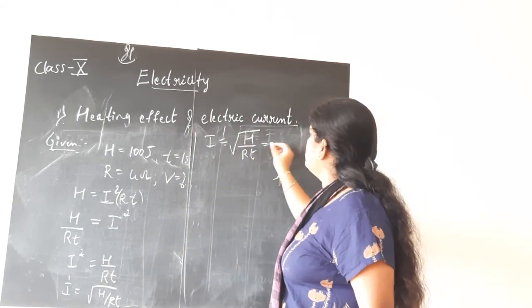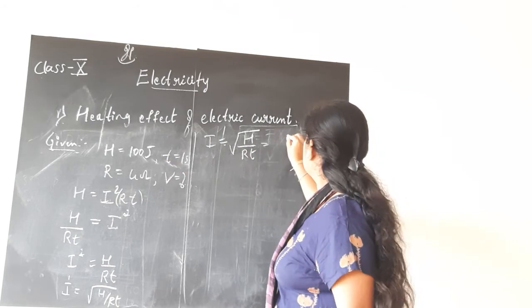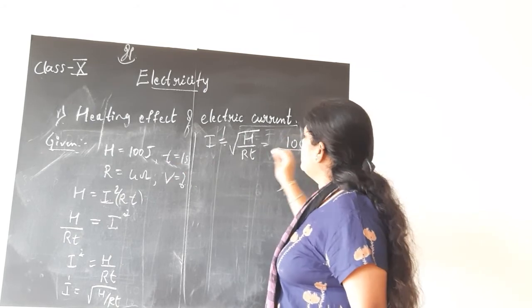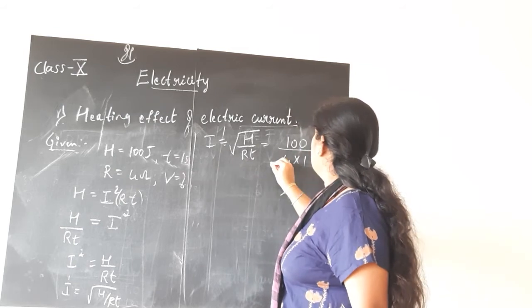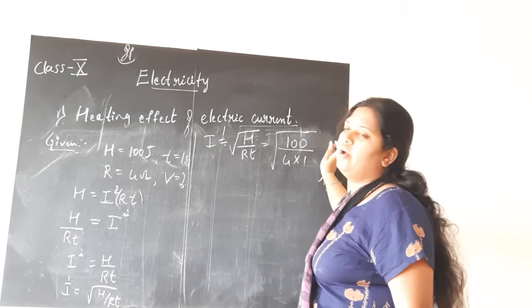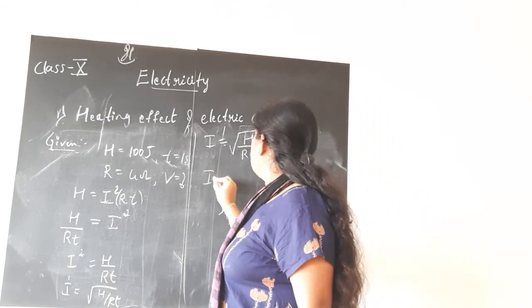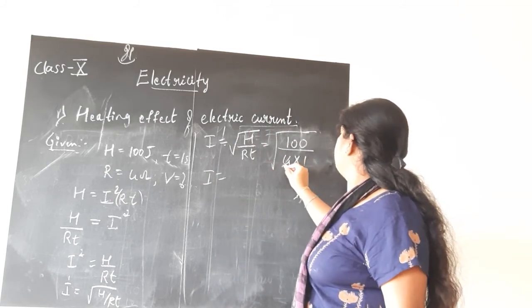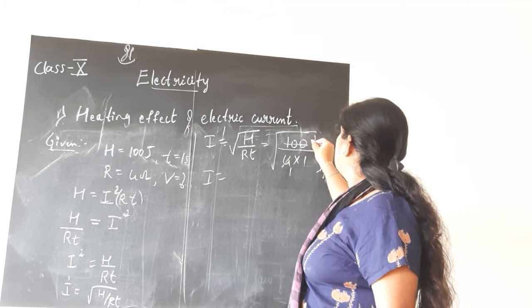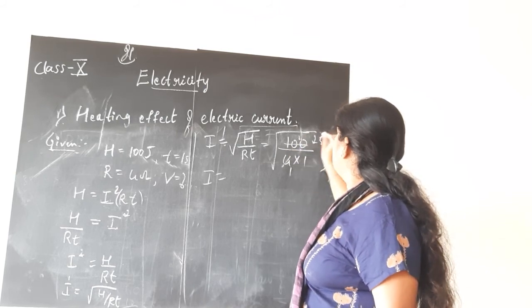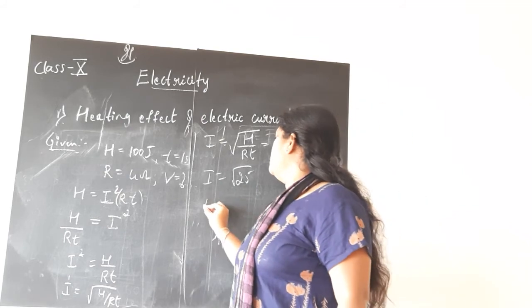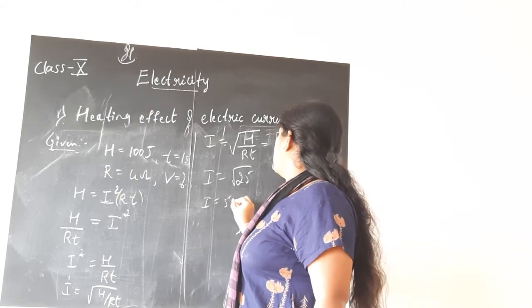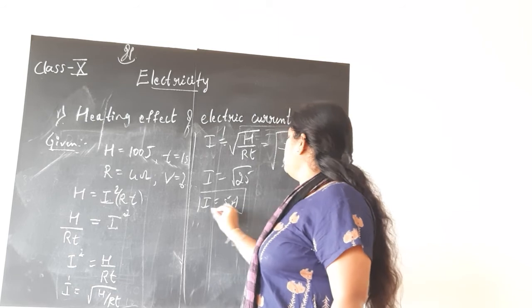We know all the quantities here, so let us substitute. H is 100, R is 4, time is 1 second, so 4 into 1 under square root. Next step, let us simplify: 4 1s are 4, 4 2s are 8, 2 remainder, 4 5s are 20. Very simple. You got square root of 25. Square root of 25 means I is 5 ampere.